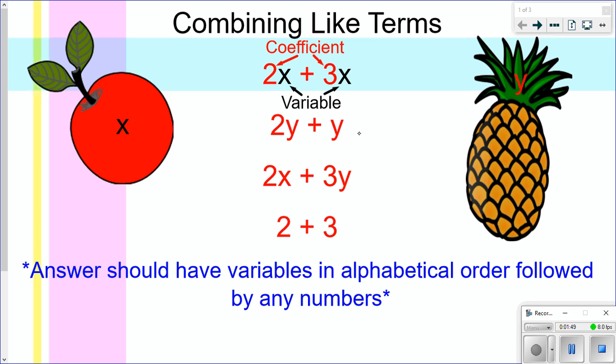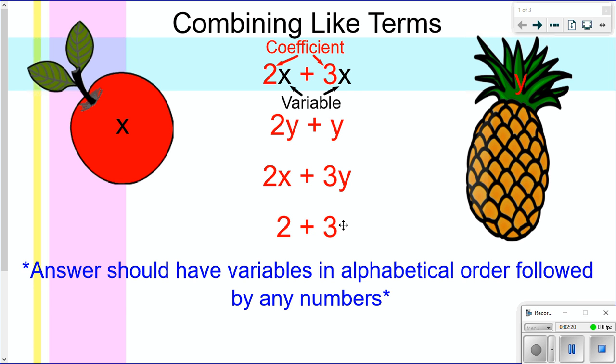You can't buy 2 apples and then buy 3 pineapples and say I have 5, I don't even know what you would call that. You can't combine them, right? So if you had 2 apples and 3 pineapples, you would just say I have 2 apples and I have 3 pineapples. I guess you could say you have 5 pieces of fruit, but that doesn't work in math. We can't create a new word for it.